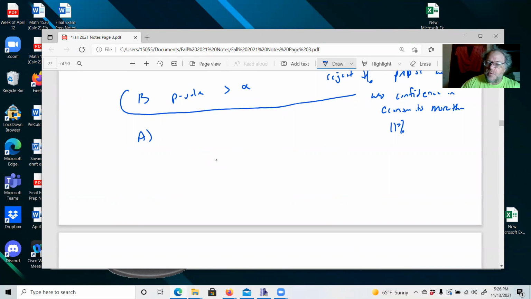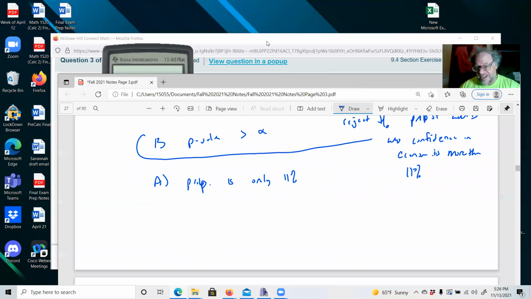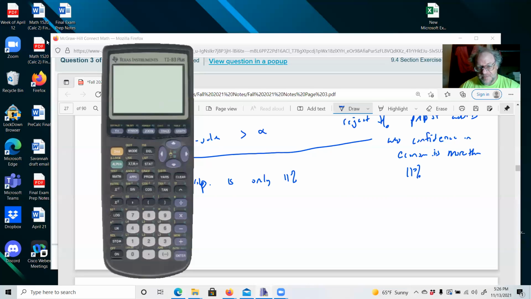So the proportion is only 11%. And again, you'd say something more clever, like we have no evidence to suggest that it is greater than 11%, but we do have evidence to say that it is 11%. But again, we don't ever actually say anything. We just say what it isn't.